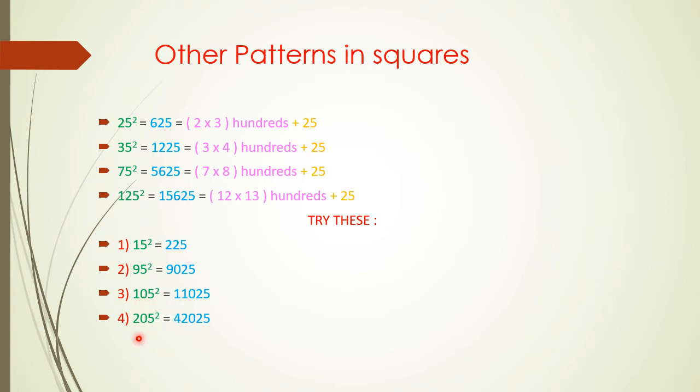Okay. Now fourth question, 205 square. So 5 square, we write 25. Then 20 we have as the left number. 20 into 21. What do we get? 420. So this way we can find the squares of the numbers ending in 5 by this easy method. Okay. I think you understood how to do the squares of the numbers ending with 5 in the units place. Okay children.